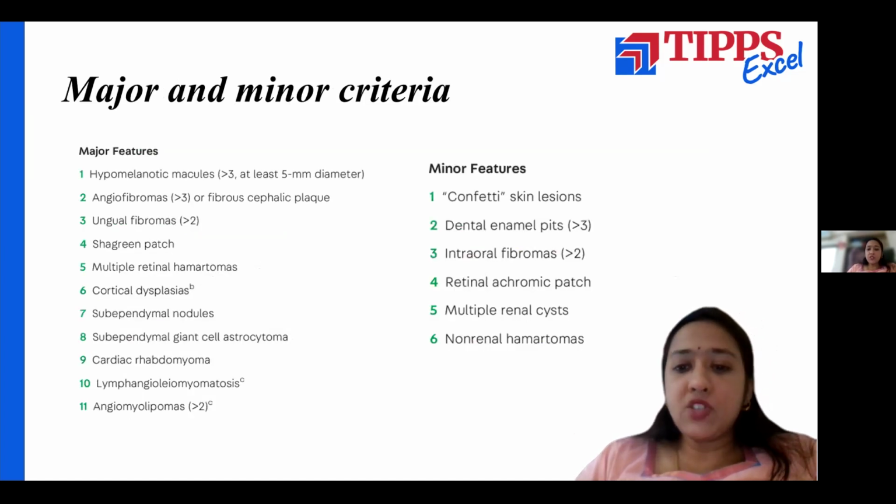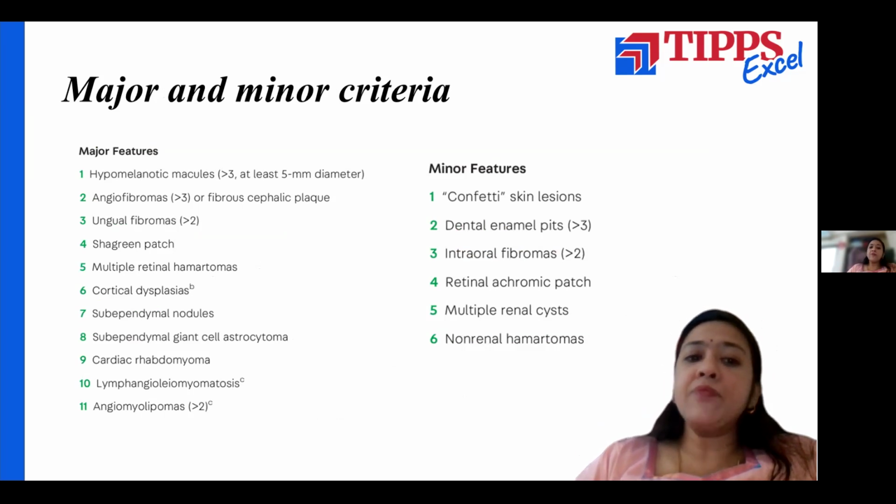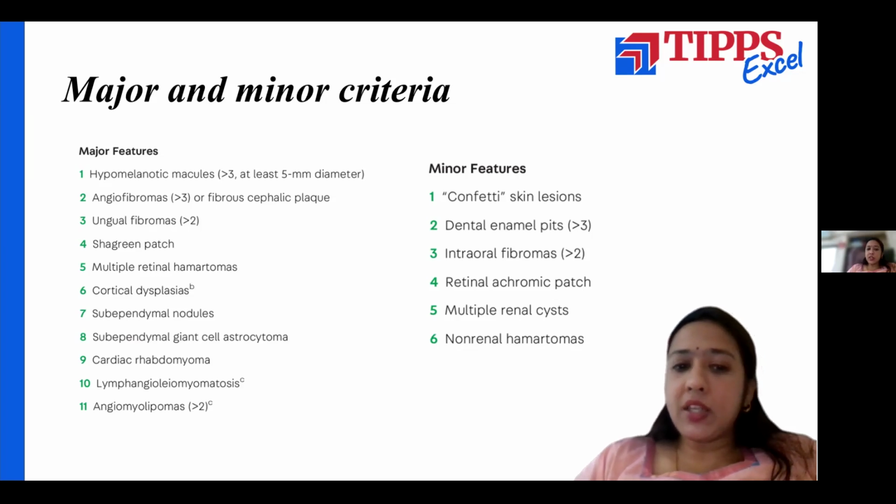Now moving on to the major and minor criteria. To diagnose tuberous sclerosis, at least two major criteria should be there, or one major with two minor criteria. Regarding the major criteria, there can be hypomelanotic macules, more than 3 in number, at least 5 millimeters in diameter, angiofibromas, ungual fibromas, that is nail fibromas, shagreen patch, cortical dysplasias, subependymal nodules. Anything can be there, at least two should be there. In minor features, they have given confetti skin lesions, dental enamel pits, intraoral fibromas, multiple renal cysts.